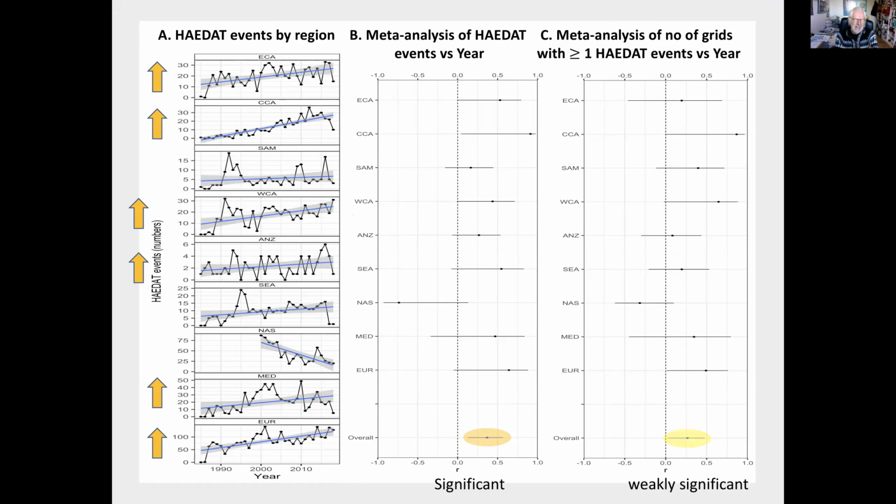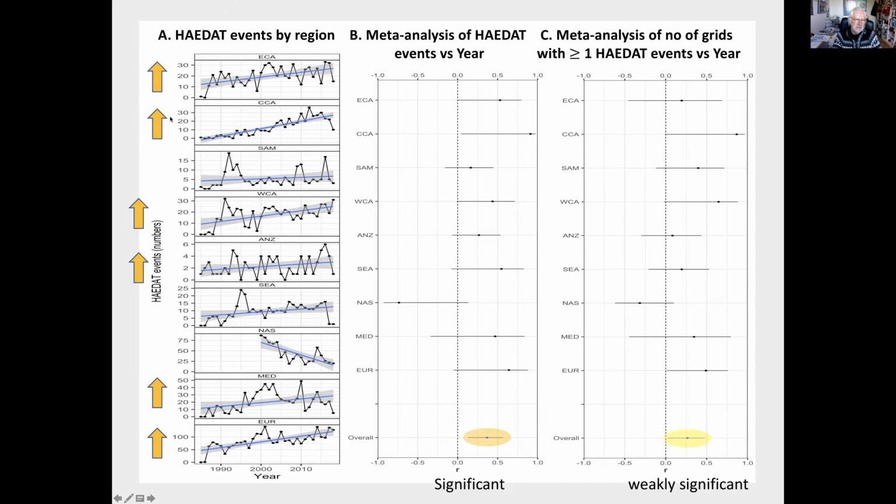And then we started to look at the number of data in the system, both HAEDAT and OBIS. And here I did seek the expert opinions and help from my Australian colleague, Anthony Richardson, who's a professor in mathematics at the University of Queensland. And he helped me with conducting very complex meta-analysis. So here we look at the number of HAEDAT events by region over that same 30-year period.